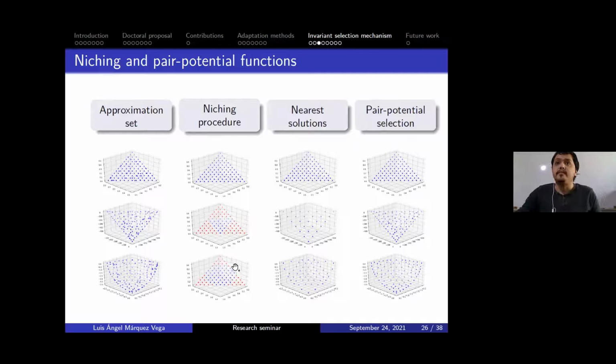First, useful reference points are detected and the nearest solutions are selected. Then the remaining solutions are selected using pair potential selection to improve the distribution of solutions. On problems with regular Pareto front shapes, all the solutions are selected using niching, while on problems with irregular Pareto front shapes, some solutions are selected using niching, and the rest are selected using the pair potential selection. In this way, the performance is maintained on problems with regular Pareto front shapes, while the performance is improved on irregular Pareto front shapes. And the distribution of solutions does not depend on the Pareto front shape.